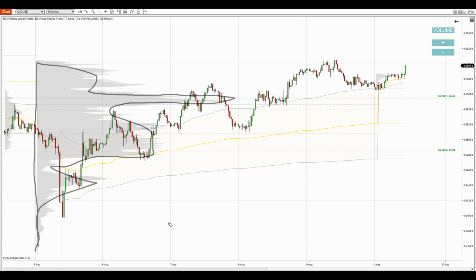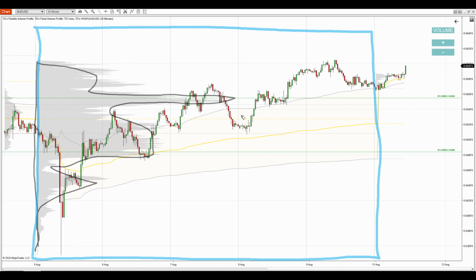This is how the volumes were distributed in the whole previous week, which means here. And this is the weekly point of control. So heaviest volumes throughout that whole week were traded in here, right? So as you can see, I have a level here, a long at 0.6555.